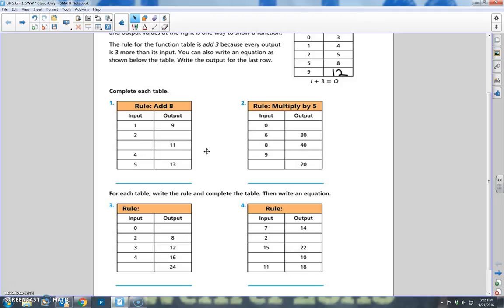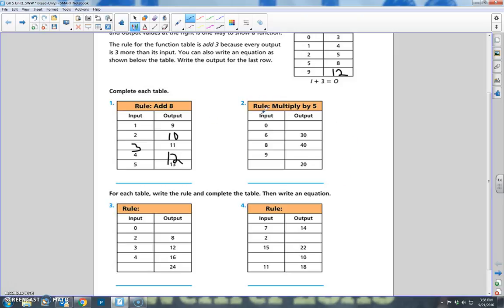Okay, welcome back. We are going to solve these. So we have an input of 1, 2, blank, 4, 5. Our rule is plus 8. We have an output of 9, blank, 11, blank, 13. So let's check our work. 1 plus 8 equals 9. 2 plus 8 equals 10. Something plus 8 equals 11. I'm guessing that's going to be 3. 4 plus 8 equals 12.